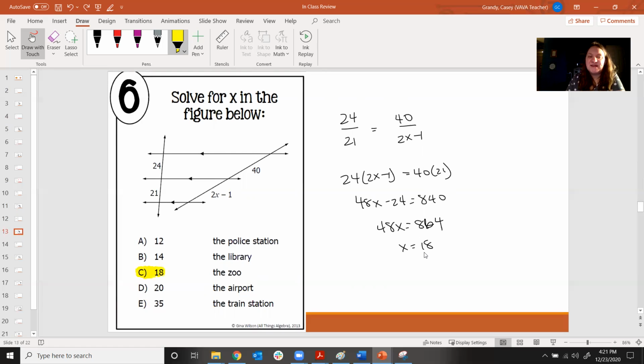You should get x equals 18. You can say 24 over 21 equals 40 over 2x minus 1. You could also have that flip-flopped, but you'll still get 18.